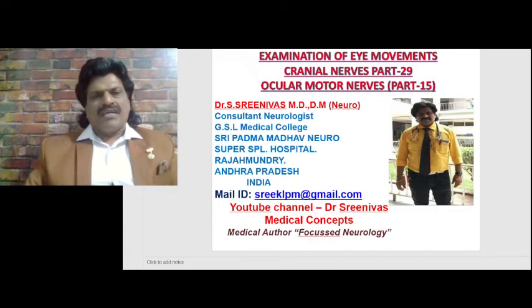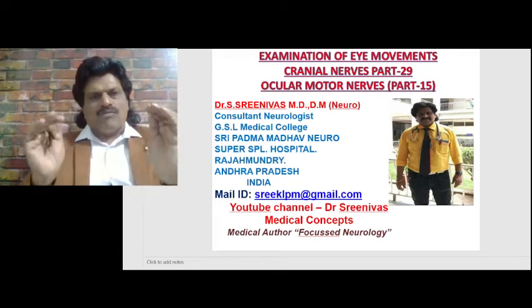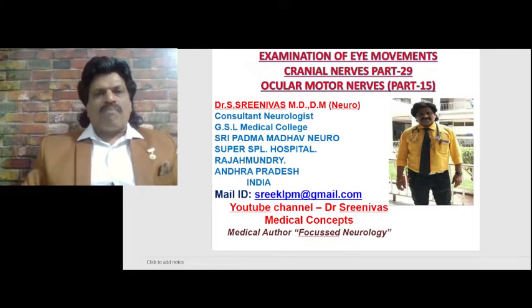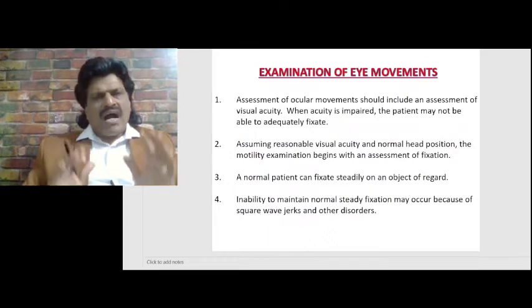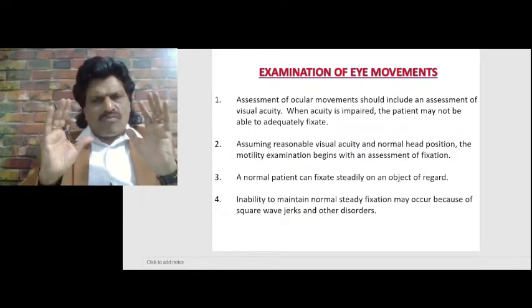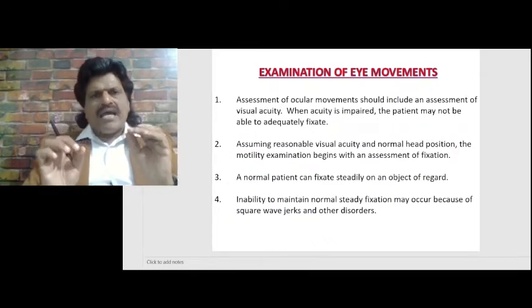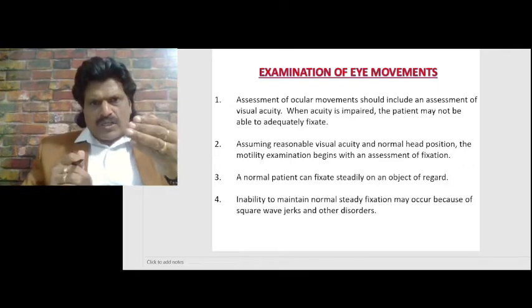Today we are going to talk about a very interesting topic, the examination of eye movements, especially pertaining to double vision. The examination of eye movements. Cranial nerves part 29, ocular motor nerves part 15. Examination of eye movements. Assessment of ocular movements should include an assessment of visual acuity.